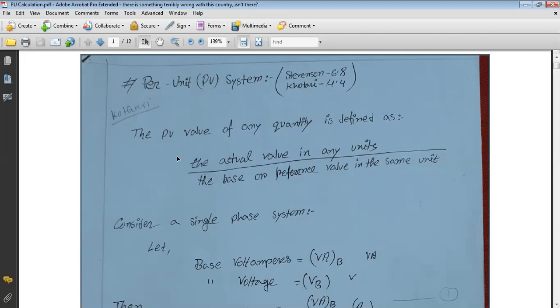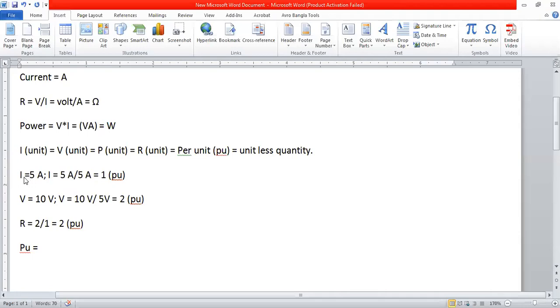So if we just memorize this definition in our mind, then if we want to convert the current value to a per unit value, the actual value of current, that is 5 ampere, should be divided by the base value of the same unit. It means that the base value here is 5 ampere. So now the per unit value of the current is 1.